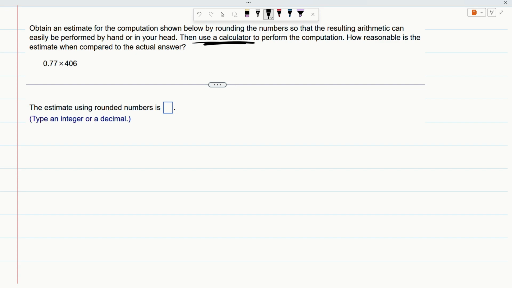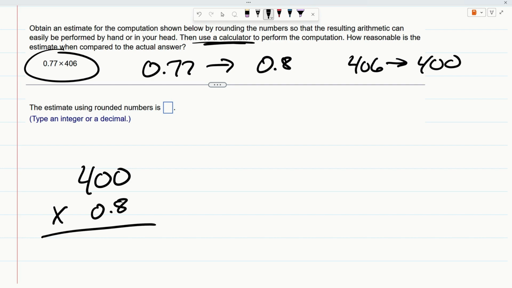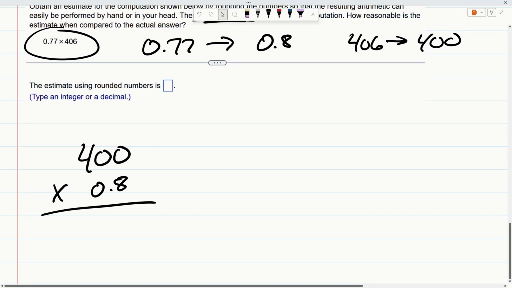So part 1, let's go ahead and round these numbers. When I look at 0.77, I'm just going to round that to 0.8. Make it easy for myself. When I look at 406, I'm just going to round that to 400. Make it easy on myself. That way, when I go ahead and multiply these, 400 times 0.8, even though I'm going to do this by hand, you could probably do this in your head, but the result is very easy to get.